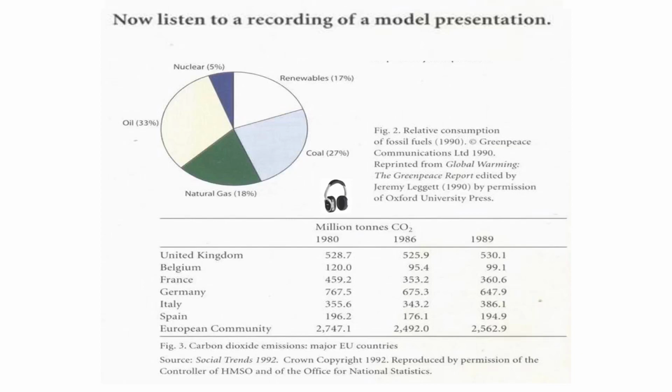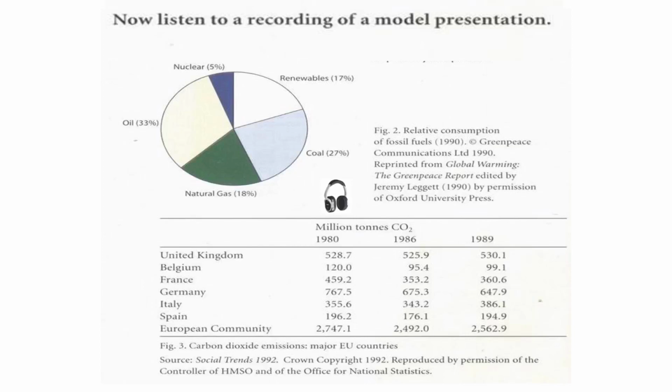Now, my next picture here, a pie chart, shows the relative consumption of fossil fuels. The main points to note are that the largest consumption is for oil, as you'd expect, at 33%. The next largest is coal at 27%. Perhaps a little surprising, the smallest here is nuclear fuels, nuclear energy, only at 5%. Quite little. Now for the table here.